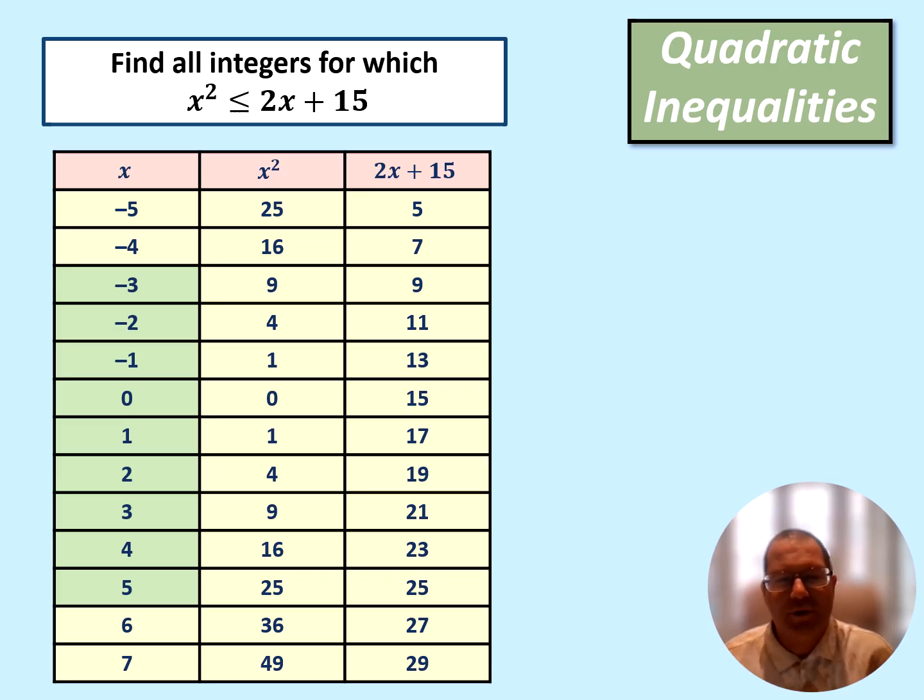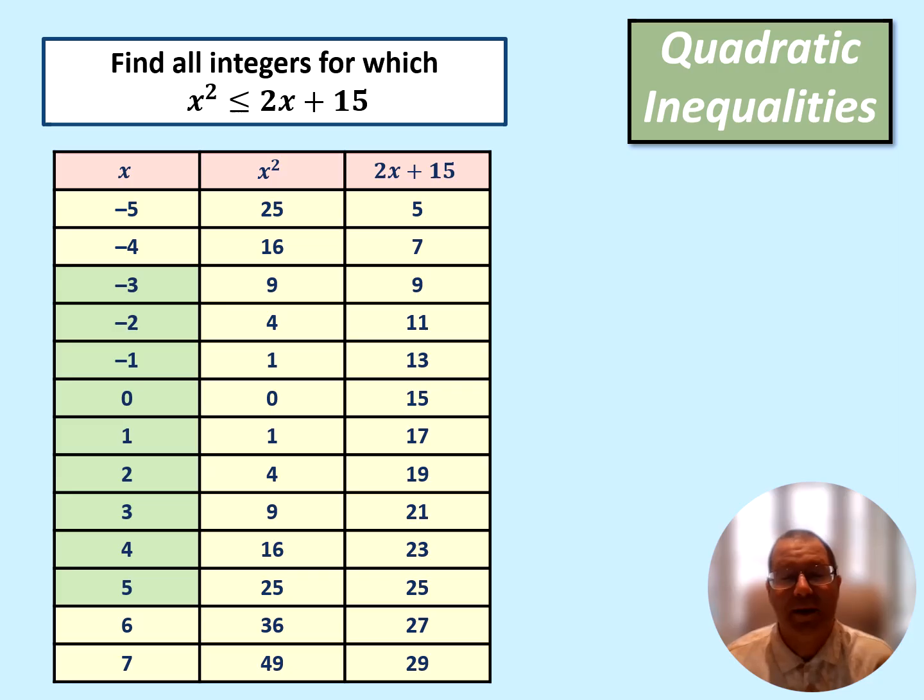So we've been posed a question to find all integers for which x squared is less than or equal to 2x plus 15. Now a very inefficient way of doing that would be to choose values of x, as I have here from -5 to 7, work out the value of x squared and the value of 2x plus 15, and then compare the values of x squared and 2x plus 15 to find out when x squared is less than or equal to.